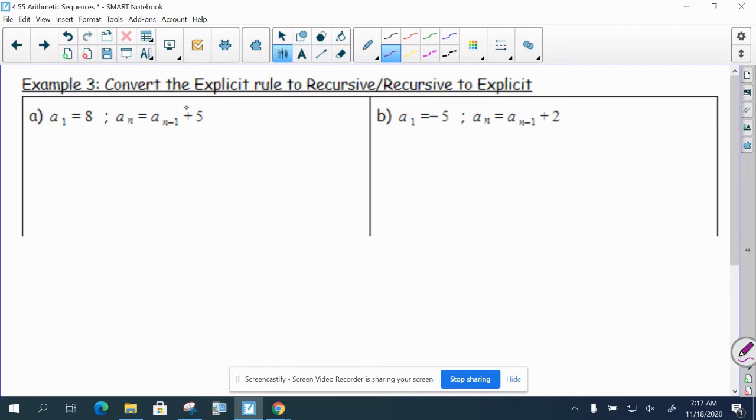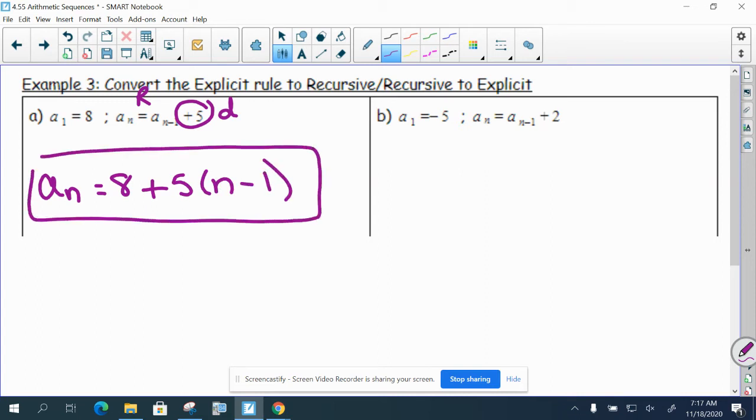All right, and now we're going to convert the explicit rule to recursive, or the recursive rule to explicit. So here we have a recursive rule, and this number tells us our common difference, and we have our first term. So the explicit rule would be a sub n equals your first term plus the common difference 5 times n minus 1. Here we have recursive as well, and the common difference is 2. So the rule would be a sub n equals negative 5 plus 2 times n minus 1.